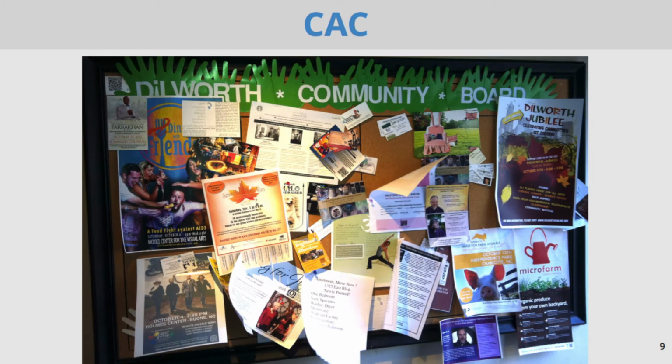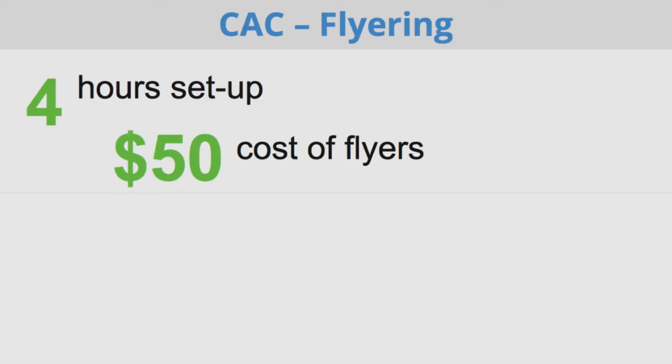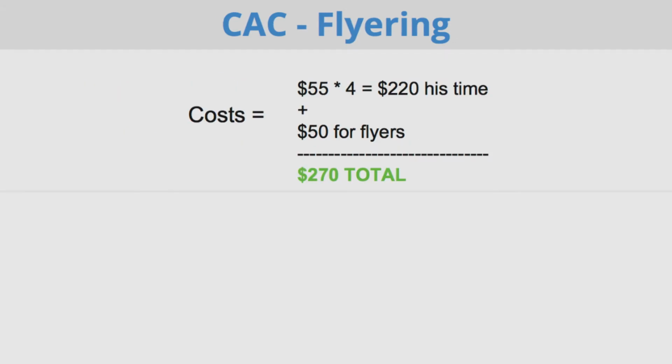Now let's talk about flyers. Aaron also prints flyers and he hangs them up at the local coffee shops and the yoga studios around town. He spent 4 hours designing the flyer, printing them, and building local relationships with store owners so he can hang his flyer up. The cost of 50 flyers was $50. In this case, Aaron's total costs were just the $50 for the flyers, as well as $220 for his time. This equals a total of $270.